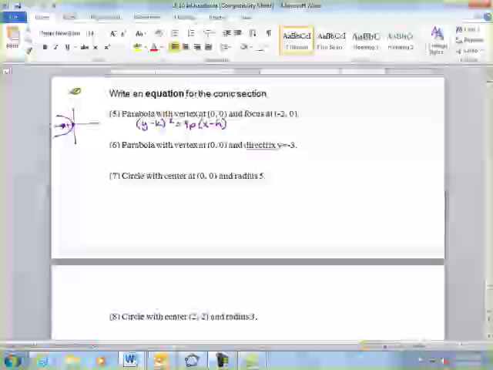Our final answer should have x and y as the only letters, and everything else should be numbers. So first, what's h, k? The vertex for a parabola. So in this problem, h and k are both 0. For a parabola, h, k is the vertex.